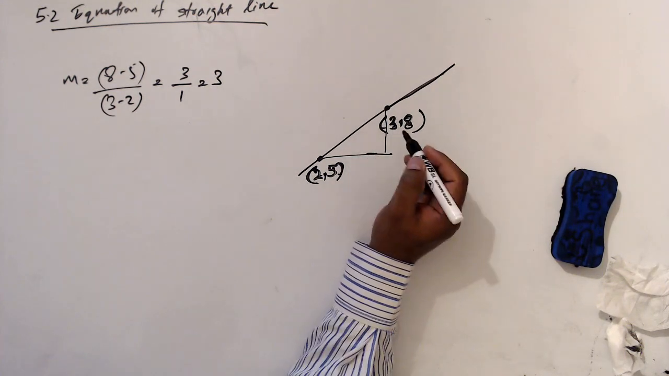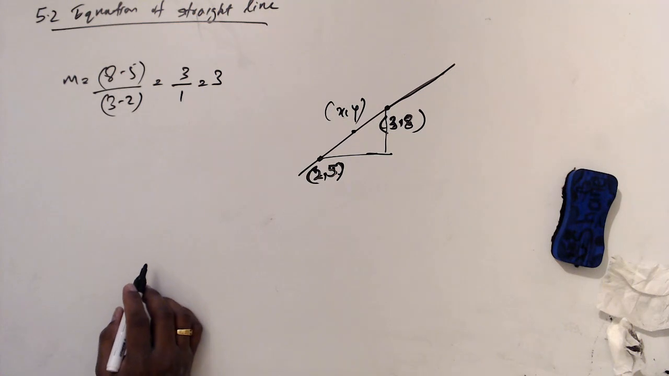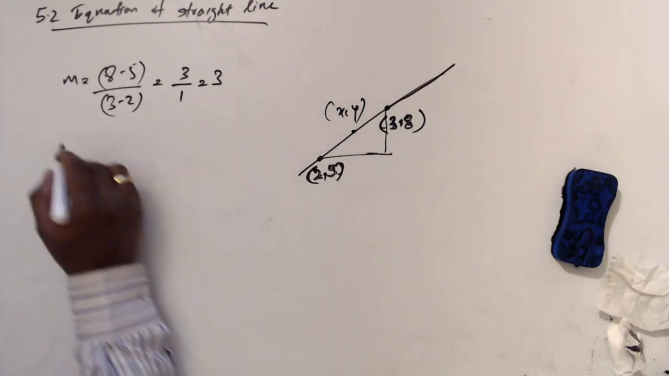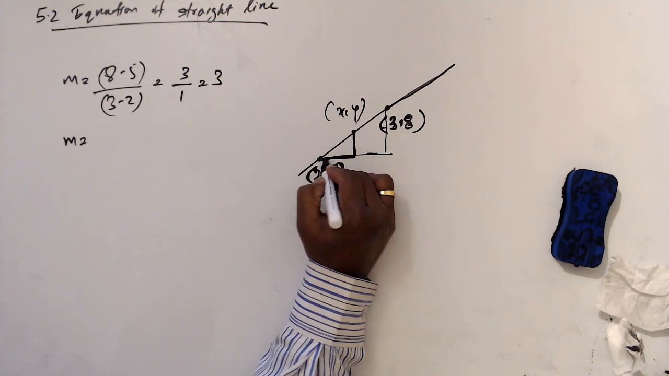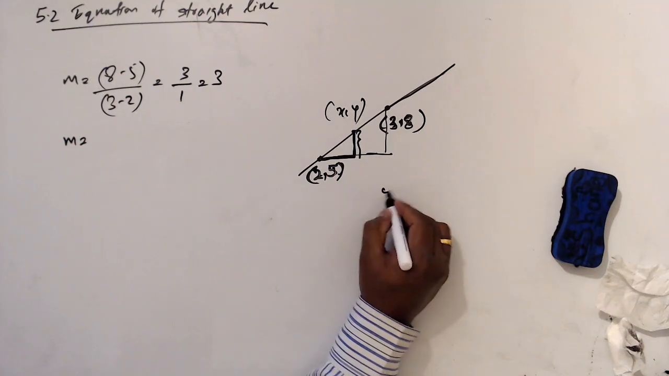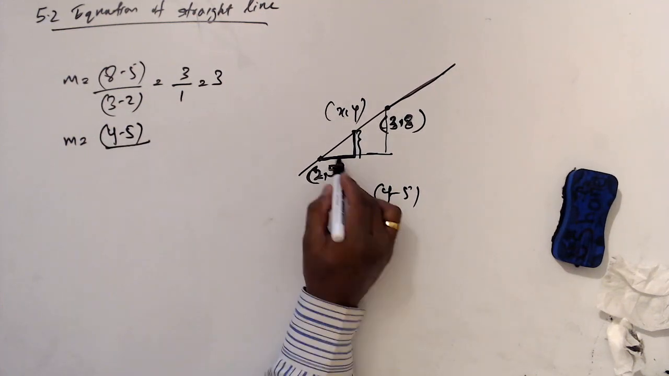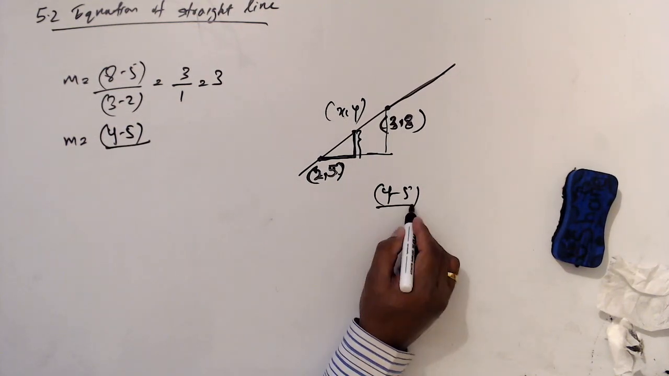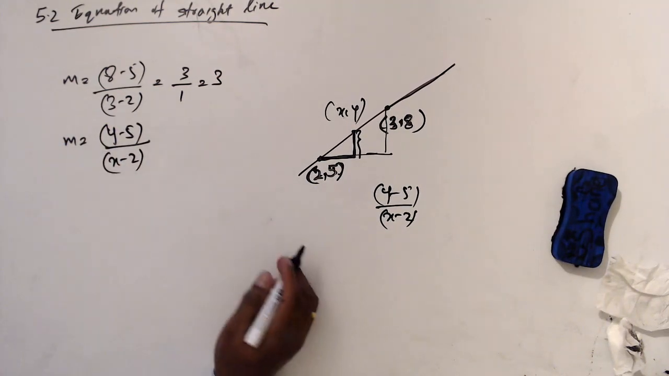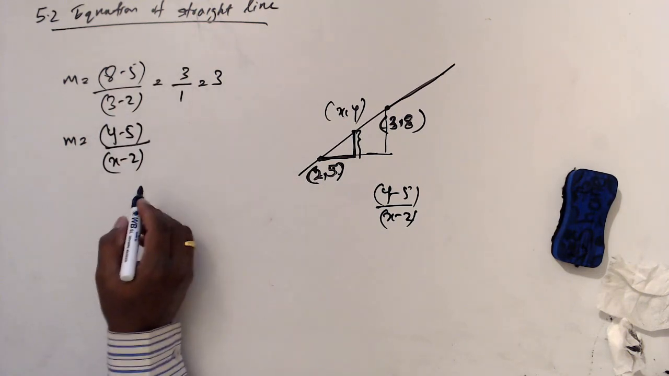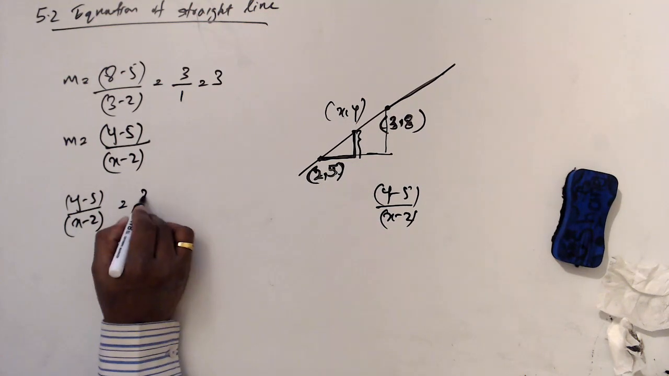So now I'll take a point here, (x, y). I take this triangle. What is this height? That height is going to be y minus 5. And this length is going to be x minus 2. And now you can equate: y minus 5 over x minus 2 equals 3.